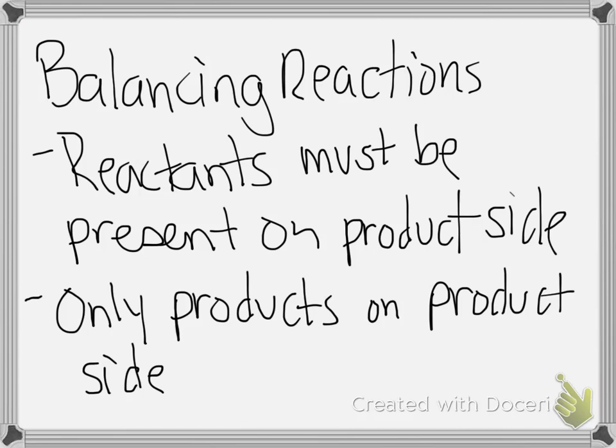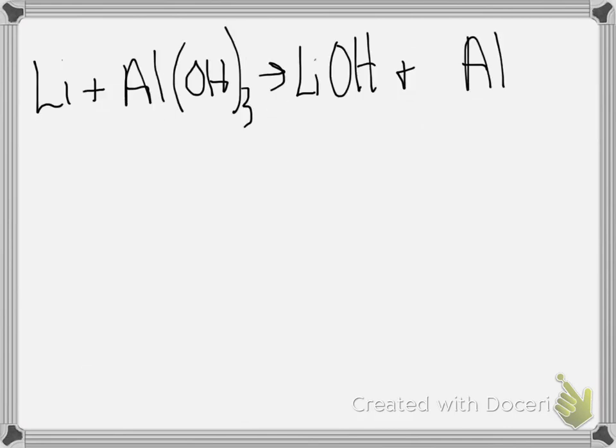Let's go ahead and work through balancing a reaction. A couple things to remember: the reactants must be present on the product side, so whatever you add to the reactant side has to end up on the product side. The other thing to remember is that we can only have the products on the product side when everything's done and it's balanced. If we look at lithium plus aluminum hydroxide forms lithium hydroxide and aluminum, the first thing I'm going to notice is that this is a single element, lithium, plus a compound, aluminum hydroxide, forming a new compound, lithium hydroxide, and a new element, aluminum. So this is a single replacement reaction.